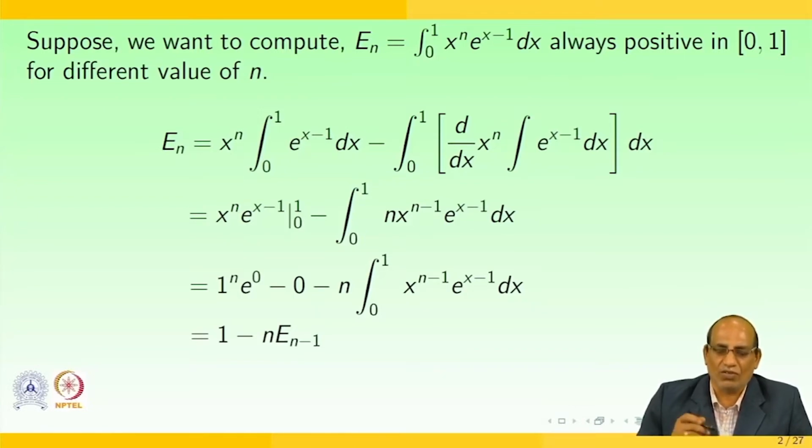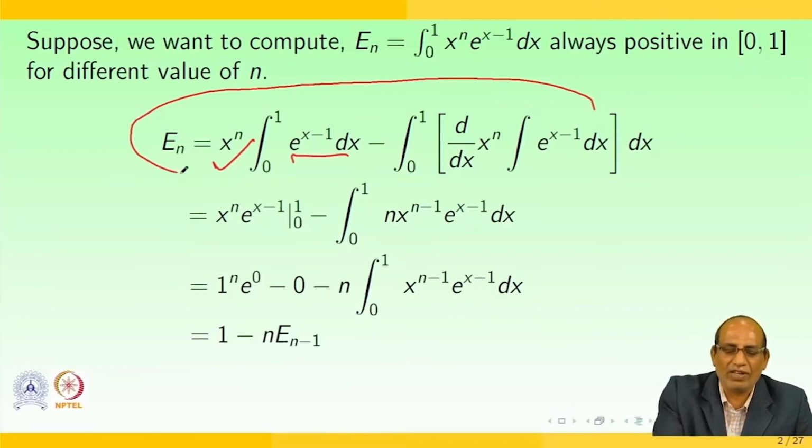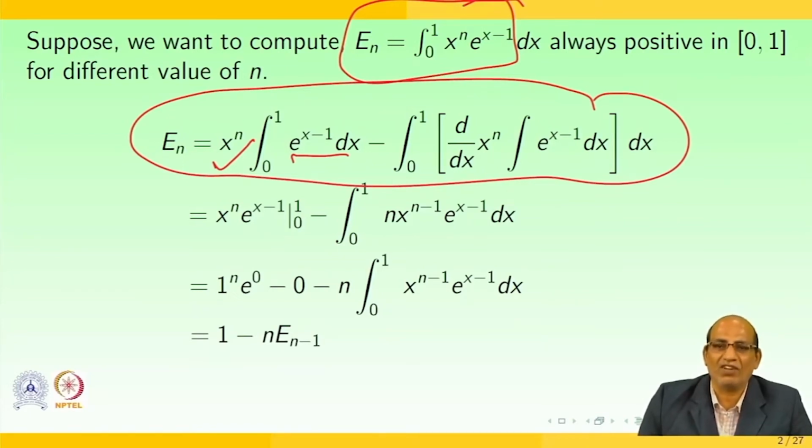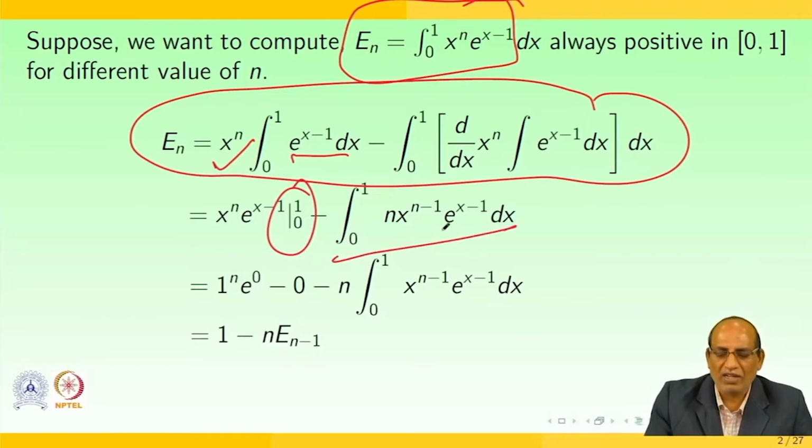So En is equal to x^n times the integral of e^(x-1) dx, minus the integral from 0 to 1 of d/dx of x^n times the integral of e^(x-1) dx. Essentially, you have two functions, x^n and e^(x-1). So first function into integral of second function, minus d/dx of first function into integral of second function, all dx. This is the rule we use. When you simplify this integral, it turns out to be x^n times e^(x-1) with upper limit 1 and lower limit 0, minus the integral from 0 to 1 of n x^(n-1) e^(x-1) dx.